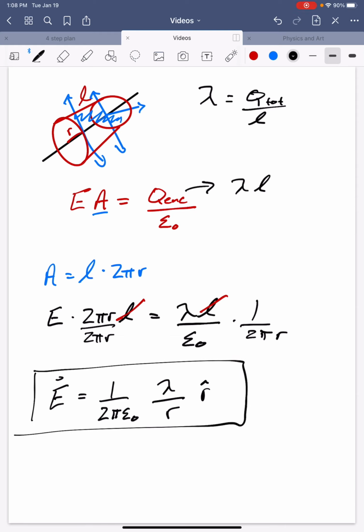So Coulomb's law is wonderful when I have point charges, but when I have these charge distributions in other shapes, I usually want to use Gauss's law.